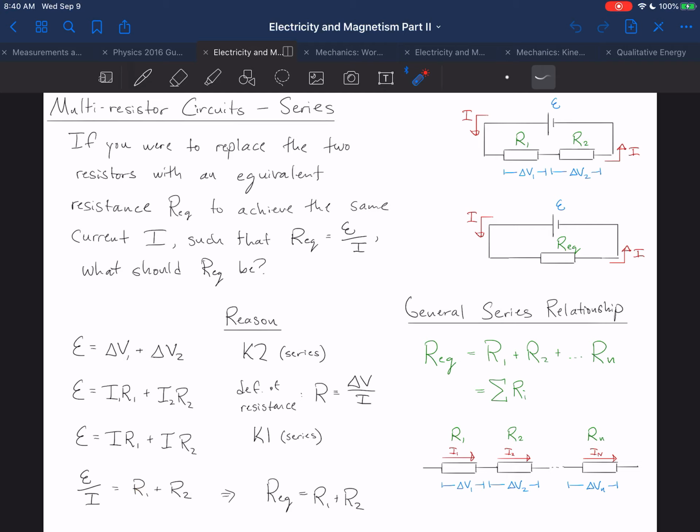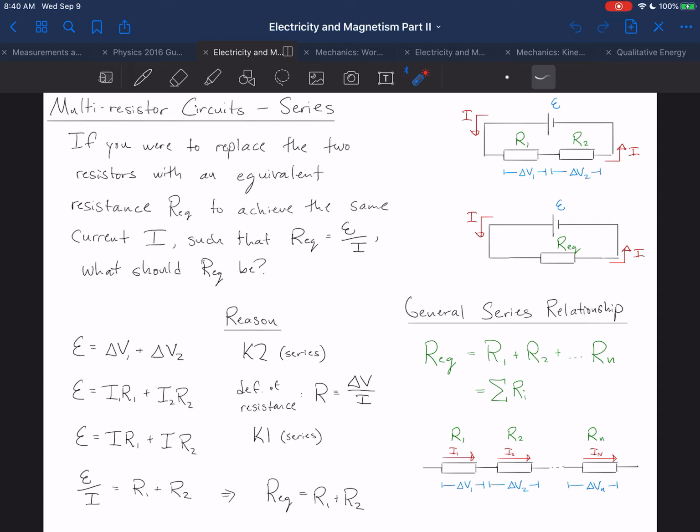That relationship can be summarized for any arbitrary number of resistances, R1 plus R2 plus ... Rn, as the equivalent resistance for a series relationship. For resistors in series, the equivalent resistance is equal to the sum of the R sub i's. You just add them up to get the resistor that you would replace these resistors with.